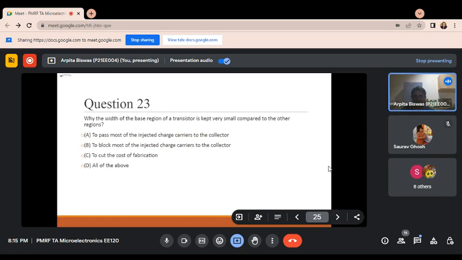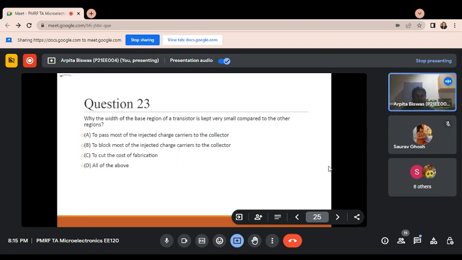So this is the next question, question number 23. Why is the width of the base region of the transistor kept very small compared to the other regions? Option A is to pass most of the injected carriers to the collector. The second option is to block most of the injected charge carriers to the collector. The third option is to cut the cost of fabrication. The fourth option is all of the above. So option A, to pass most of the injected charge carriers to the collector. Anyone else?